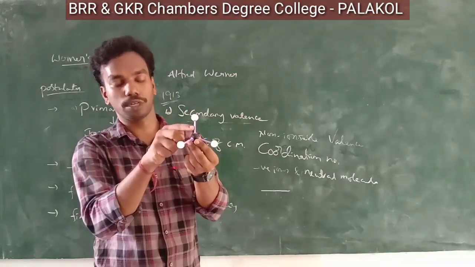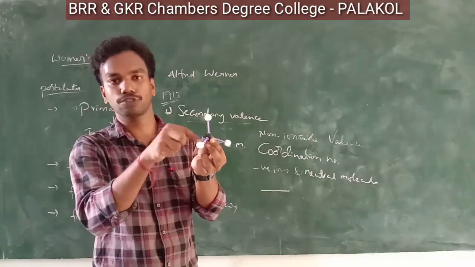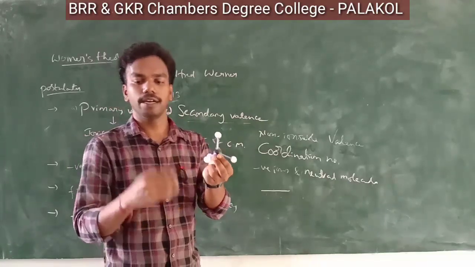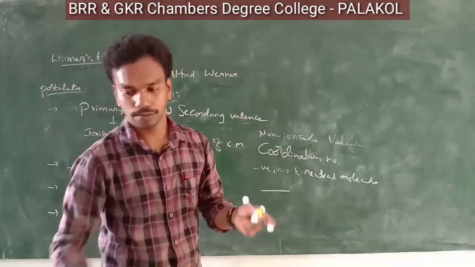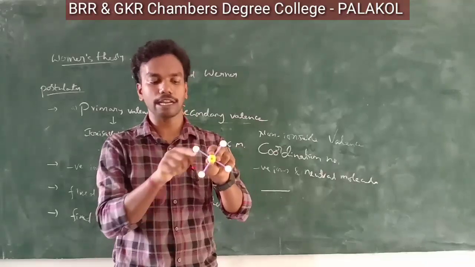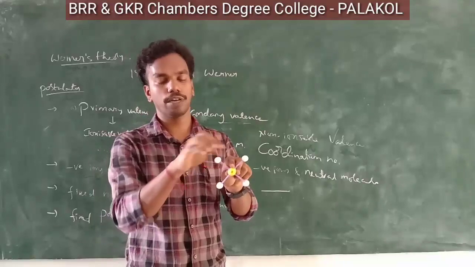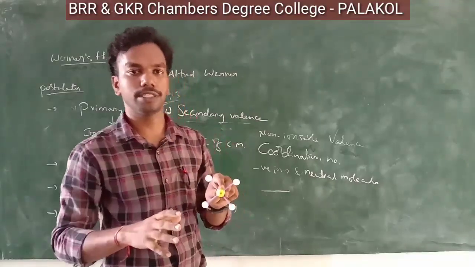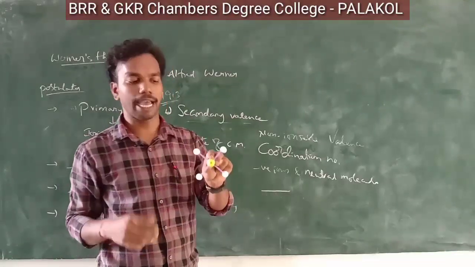Having a bond angle of 109 degrees 28 minutes. Or, square planar. The 4 ligands around the central metal atom are either in a tetrahedral manner or in a square planar manner. That depends upon hybridization. I will talk about that in the next topic.